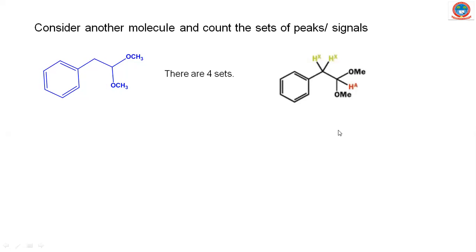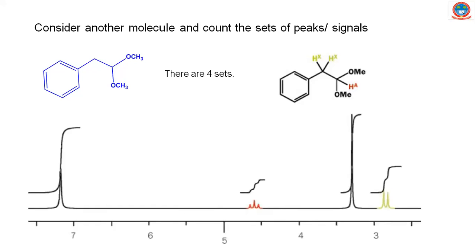And what will it give? Triplet. And what about these Hx protons? These two will also couple with this, and they will give a doublet. And you see here, the spectrum is before you.